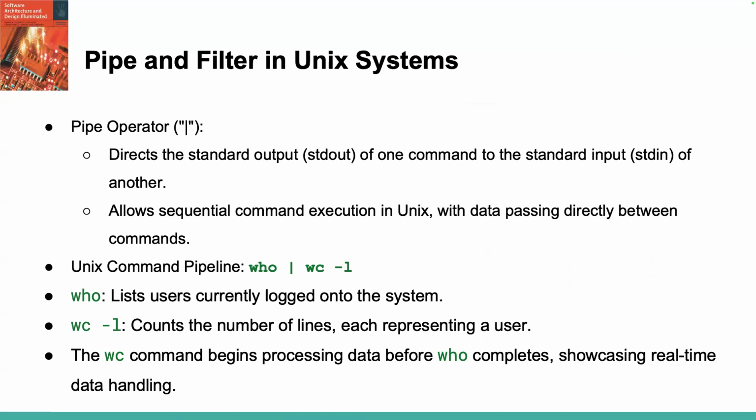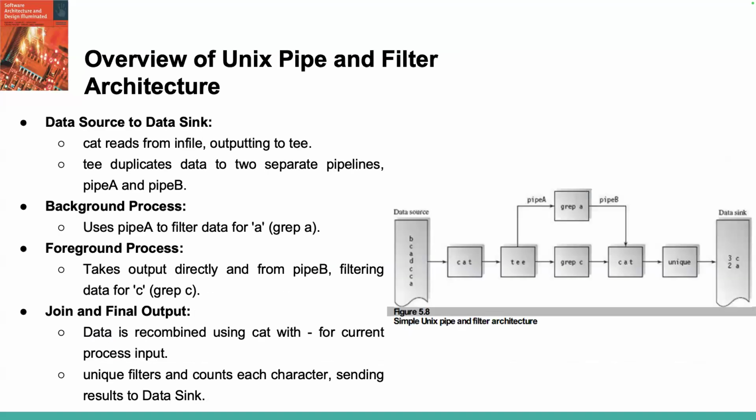In this case, the who command lists all users currently logged onto the system. The wc -l command counts the number of lines, which corresponds to the number of users. The beauty of this architecture is that wc can start processing the data before who has finished outputting all of its data, illustrating real-time data handling and the efficiency of the pipe and filter approach.